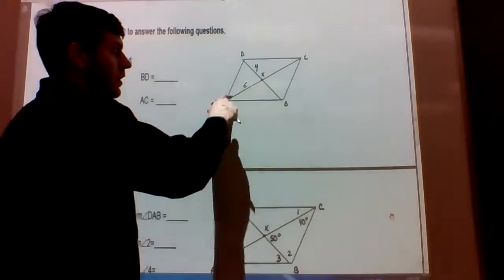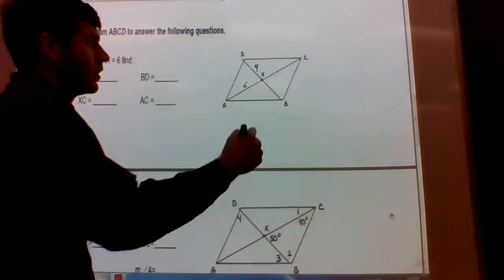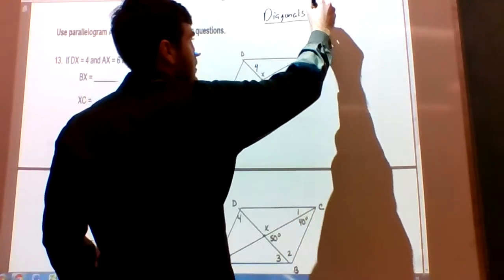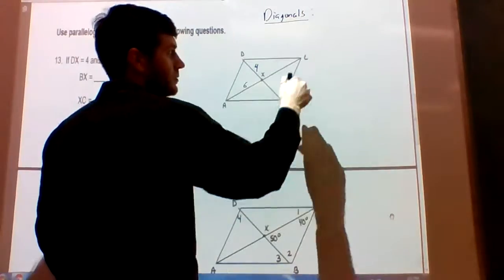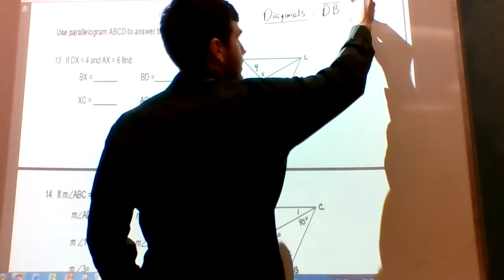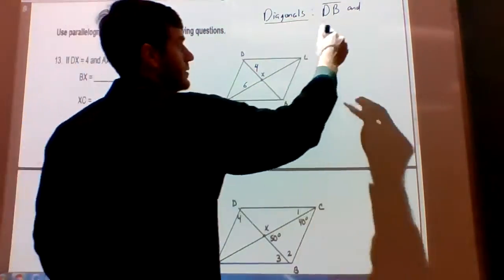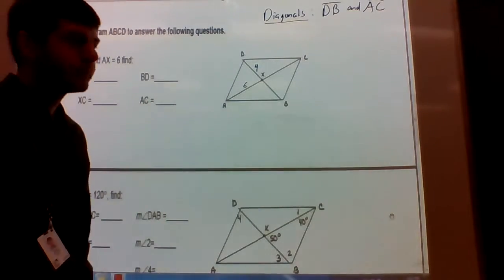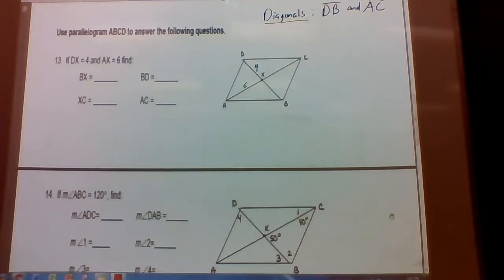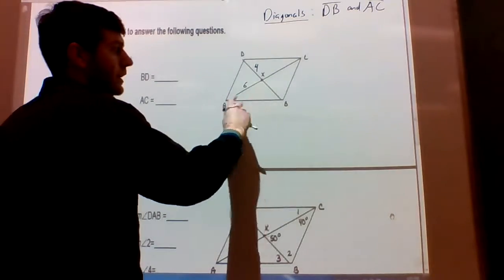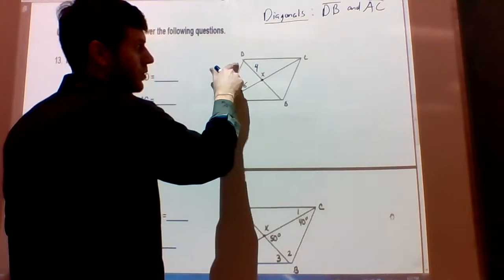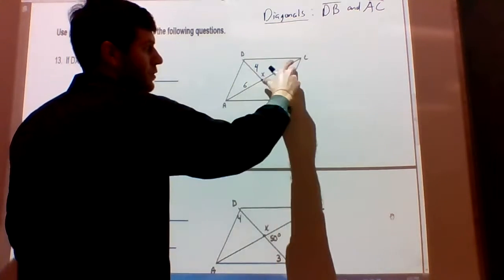So let's first name our diagonals. So here are our diagonals. Okay, we have DB and AC. Those are our two diagonals, DB and AC. Okay. And the property says that the diagonals bisect each other. So that means DB splits AC into two congruent pieces. So where do they intersect? They intersect at X. So DB is going to split AC into two congruent pieces.